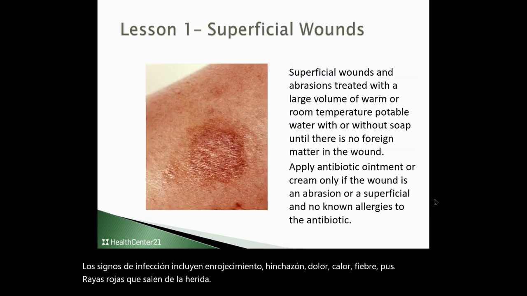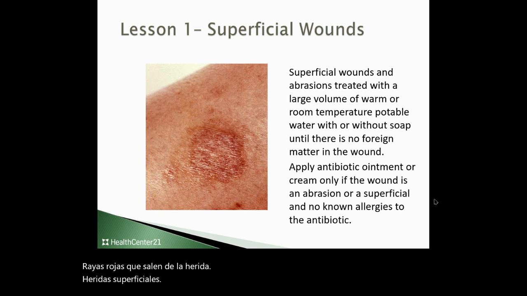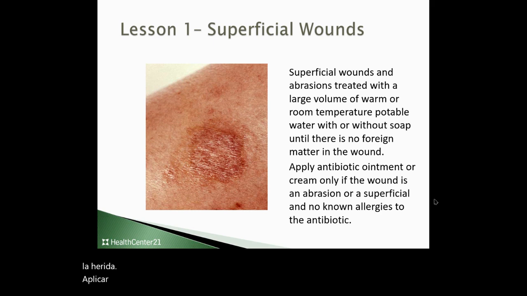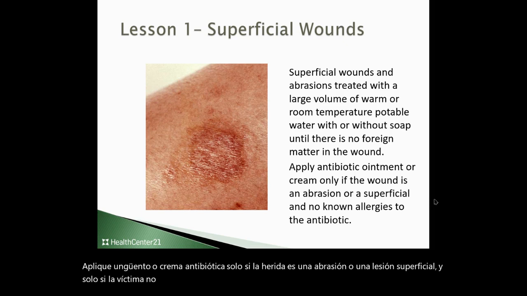Superficial wounds. Superficial wounds and abrasions should be thoroughly irrigated with a large volume of warm or room temperature potable water, with or without soap, until there is no foreign matter in the wound. Apply antibiotic ointment or cream only if the wound is an abrasion or a superficial injury, and only if the victim has no known allergies to the antibiotic.